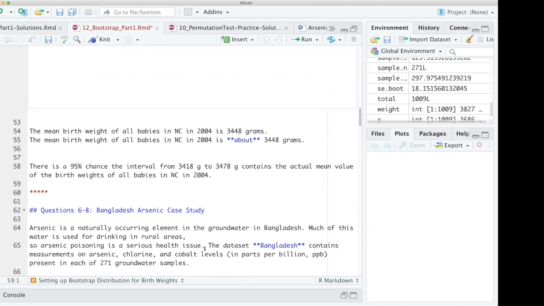So by finding these cutoffs, it gives us a way of more specifically quantifying what about means. Now I can see that about means we've got about 60 grams worth of variability from the lower end of our estimate to the upper end. So in the end, this interval is giving us a range of plausible values for this population parameter that we don't know.